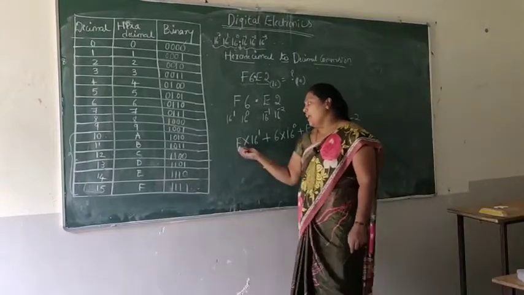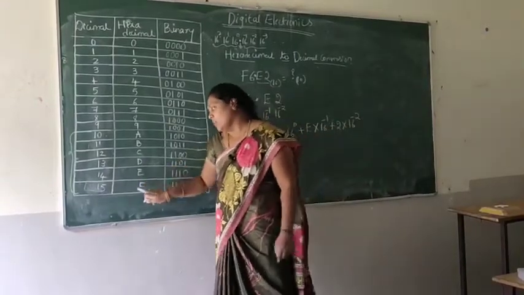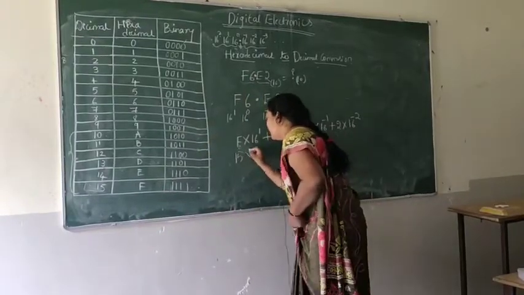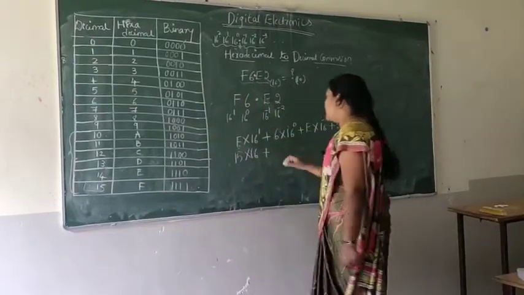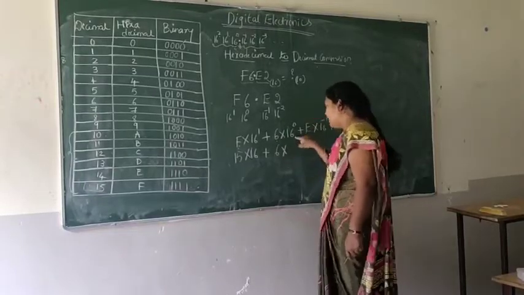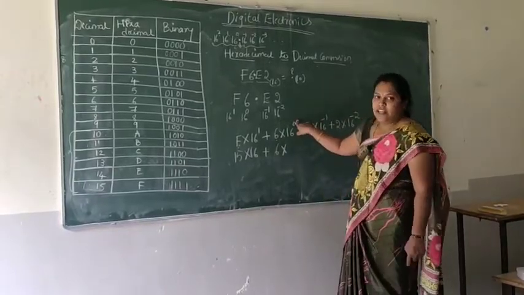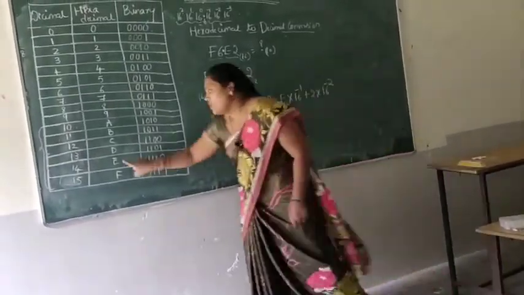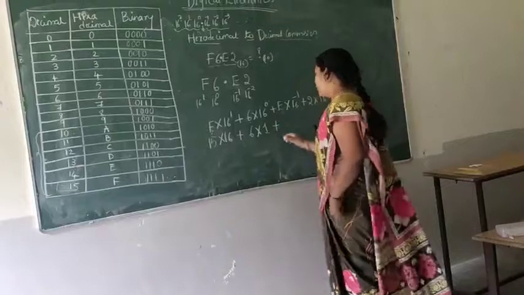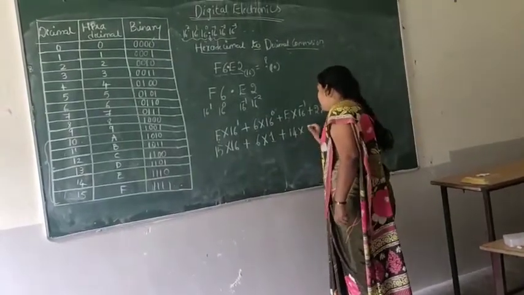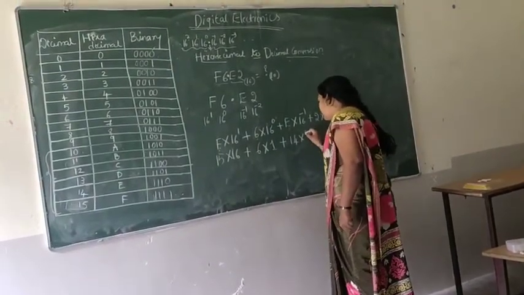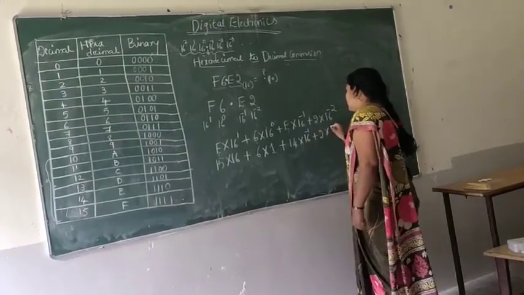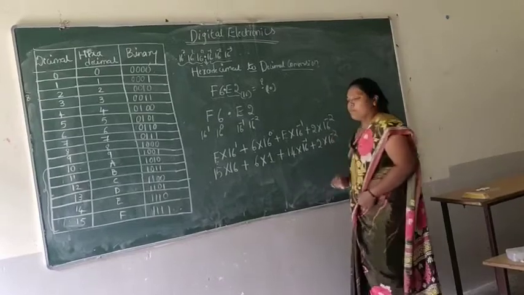Now, what is the value of F? From the table we can get it: F is 15. So we write 15 into 16 plus 6 into anything to the power of 0, and anything to the power of 0 is 1, plus E. What is the value of E? E is 14. So 14 into 16 to the power of minus 1 plus 2 into 16 to the power of minus 2.